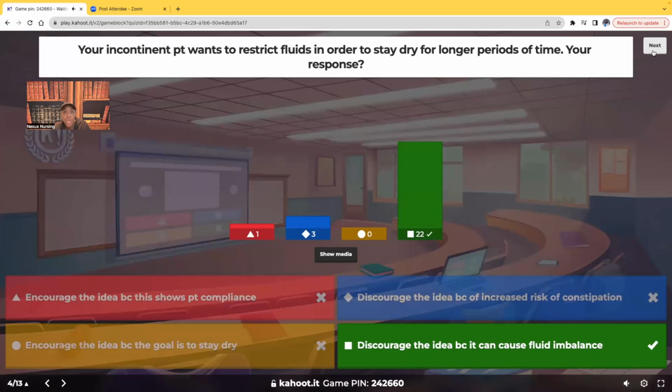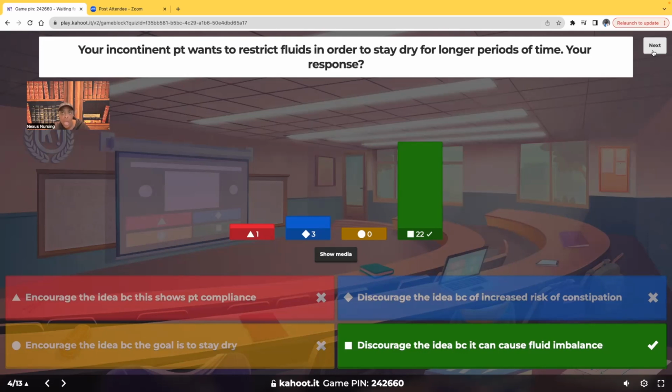Very good. You're going to discourage the idea because it can cause fluid imbalance. Guys, there are very specific situations or medical conditions where patients are going to be on restricted fluids. We don't like restricted fluids. Fluids are important. Fluids help with homeostasis. Fluids help flush toxins out of your system. We love fluid, right? We want to keep fluid balance. So we really don't restrict fluids unless we absolutely have to. And so that is the correct answer.